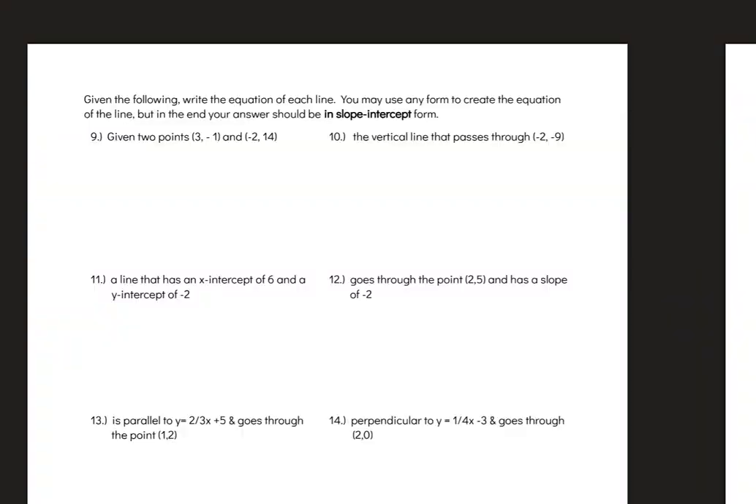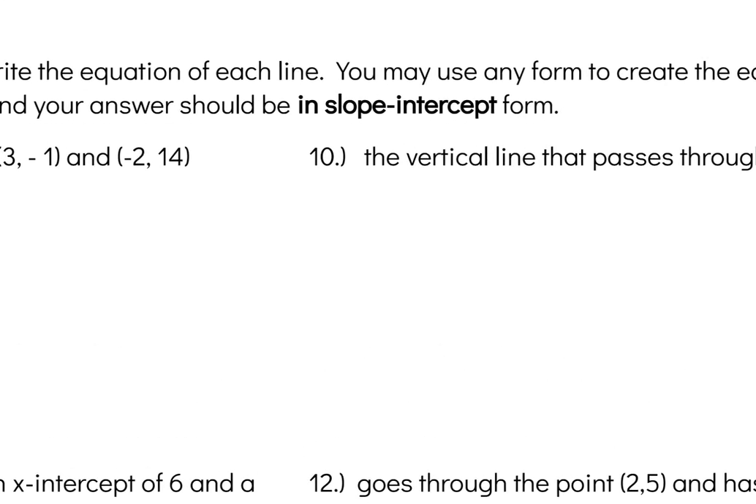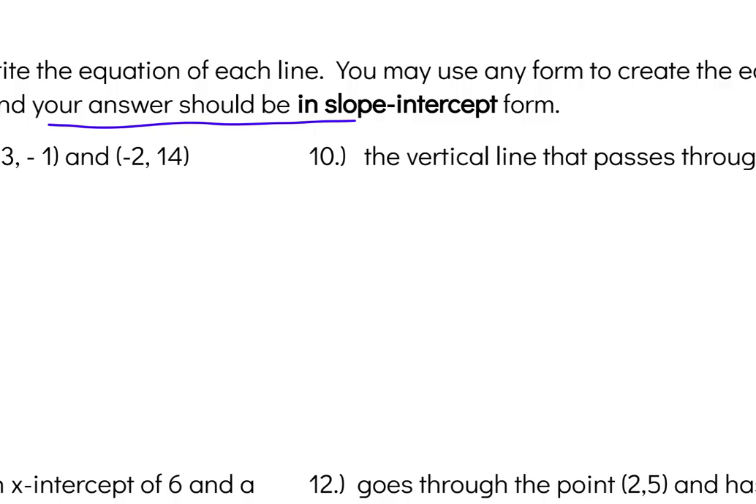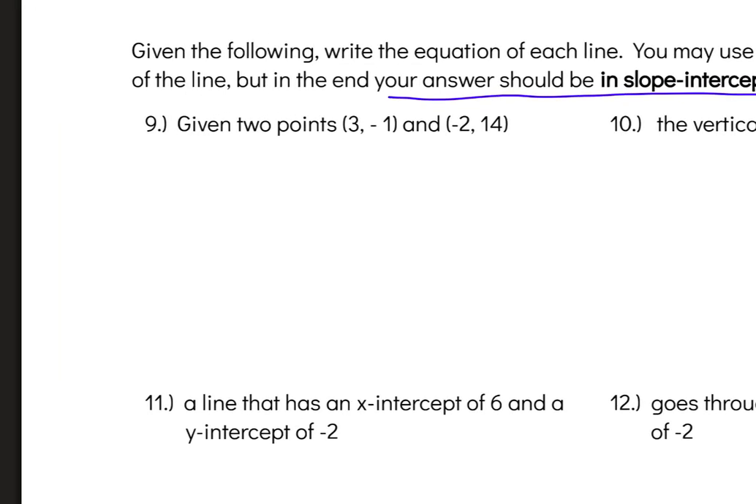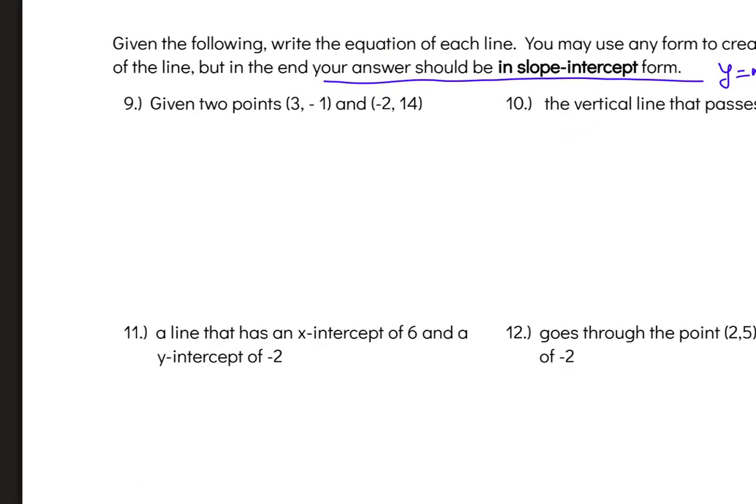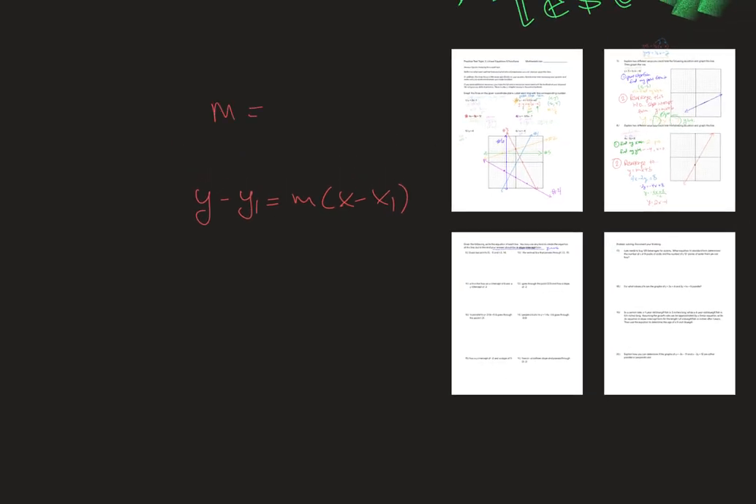Now we are given some info and we're going to write an equation of the line, but in the end, your answer should be in slope-intercept form, which is y equals mx plus b. So, given 2 points, (3, -1) and (-2, 14). There are different ways that we could do a lot of these, but pretty much, guys, we're going to be using a combination of point-slope form. We'll be using slope in general.